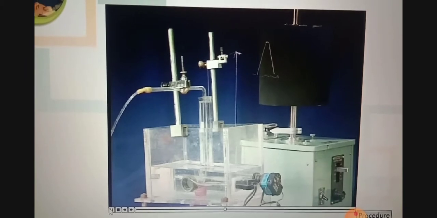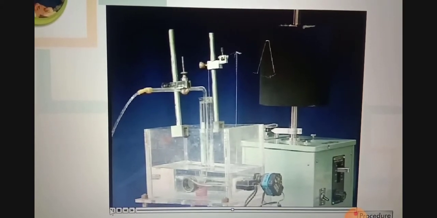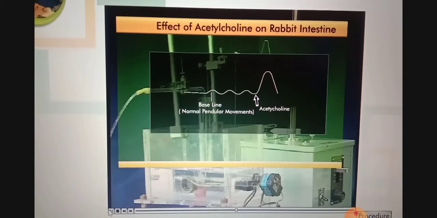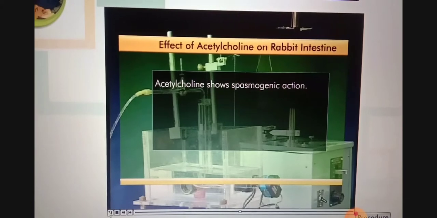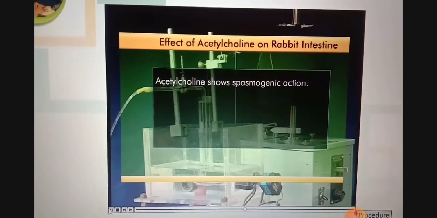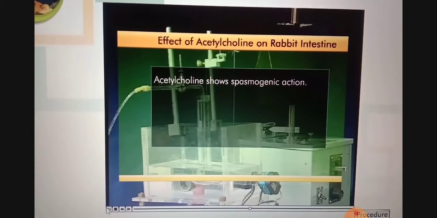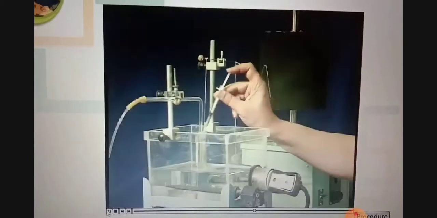Record the contractions for 30 seconds. You will observe upward movement of the tip of the frontal writing lever. This indicates an increase in tone and contractility of the preparation. Therefore, we can say acetylcholine shows spasmogenic action. Allow the preparation to relax by rapidly washing with a fresh quantity of Tyrode solution to wear off the effect of acetylcholine. Record normal pendular movements.